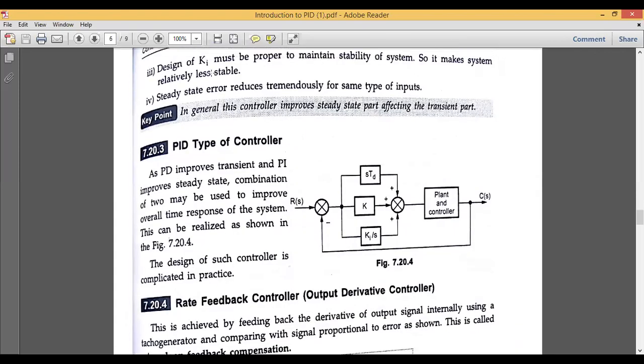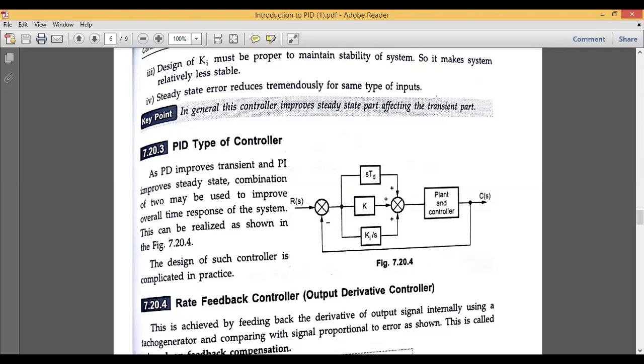The third point is, the design of Ki must be proper to maintain the stability of the system. Based on the value of Ki that you apply to the controller part, the stability of the system gets changed, so it becomes relatively less stable. The last point here is, the steady state error reduces tremendously for the same type of inputs. Even though I am applying the same type of input, your steady state error is getting reduced, almost equal to 0, whether you apply a unit step signal, a parabola, or a ramp input.